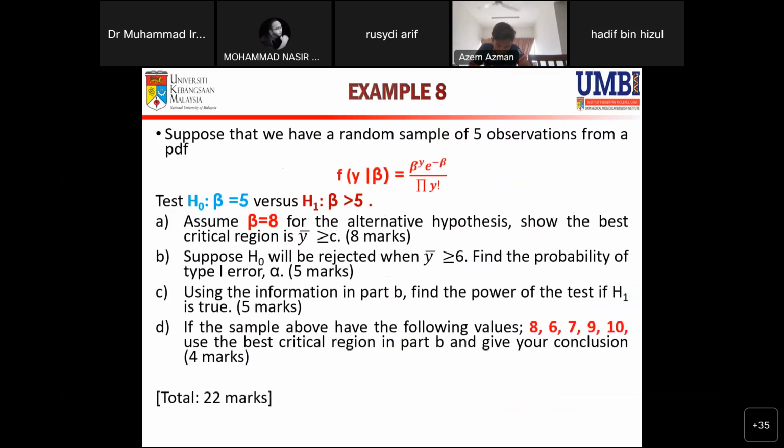So in this case, we prove that y bar is equal to or greater than C star, for the best critical region.